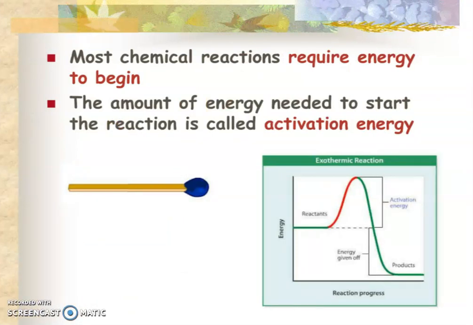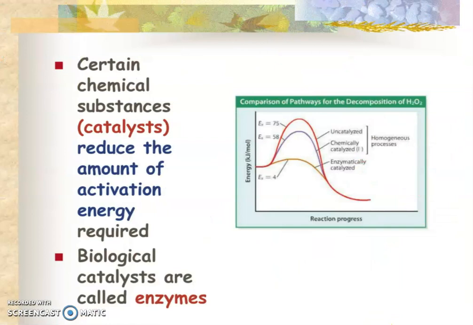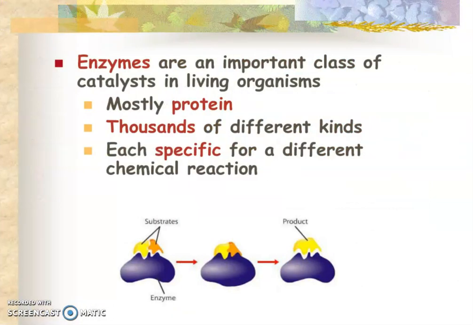Now, most chemical reactions require energy to begin. The amount of energy needed to start the reaction is called activation energy. You can see the matchbox. Certain chemical substances, catalysts, reduce the amount of activation energy required. Biological catalysts are called enzymes. Enzymes are an important class of catalysts in living organisms, mostly protein, thousands of different kinds, and each is specific for different chemical reactions.